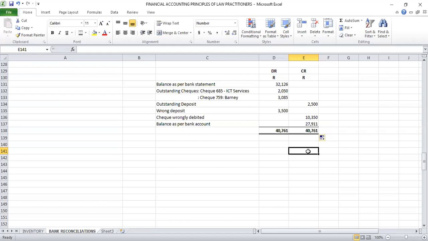Any questions? No questions. Right, so no questions. Okay, so that's the bank reconciliation statement.